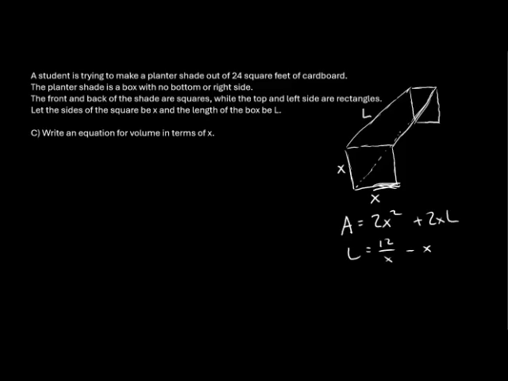For part C, we are asked to write an equation for volume in terms of x. Note that this shape, even though it's open on the bottom and the right, is still a rectangular prism.